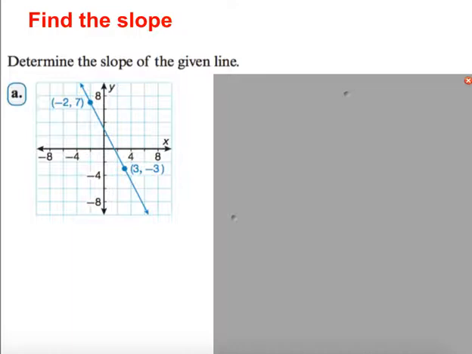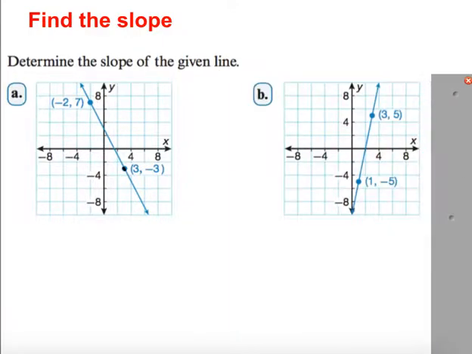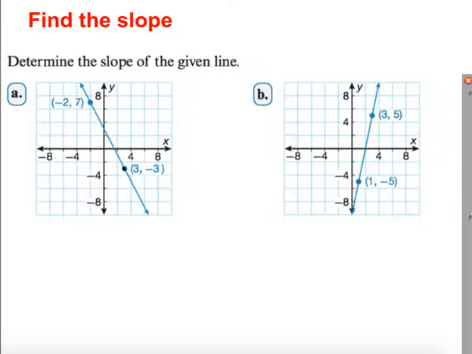Okay, and of course you can determine the line based on the numbers. Now, it might be easier to use the numbers because things like this may be a little bit harder to count and make a slope triangle to find that. So use that slope formula for both of these.